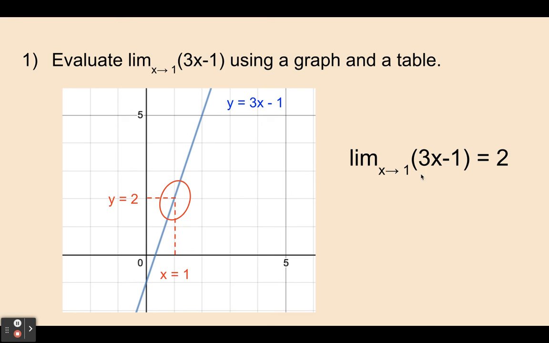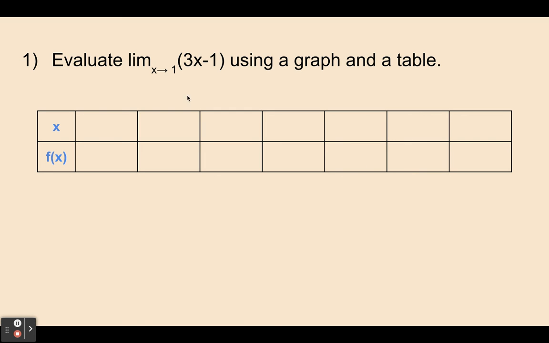And what does this tell me? It tells me the y value of this function is 2 around x equals 1. So y would approach 2 as x approaches 1. That's what that tells me. All right, let's try a table now. So we have our 1, and we're going to put that right in the center.